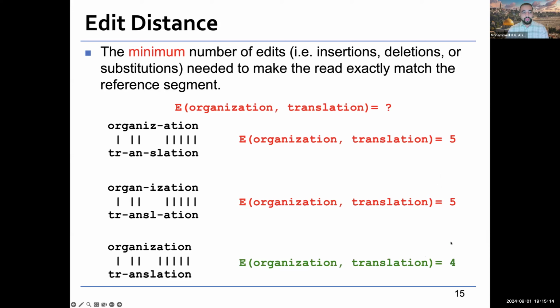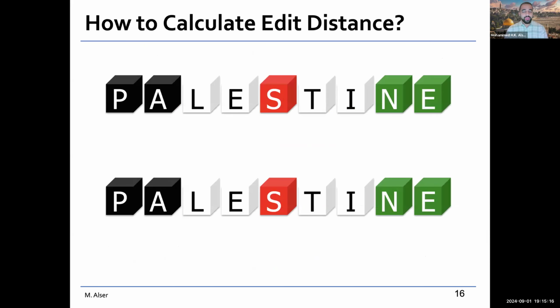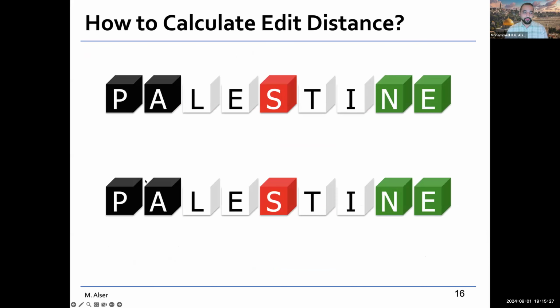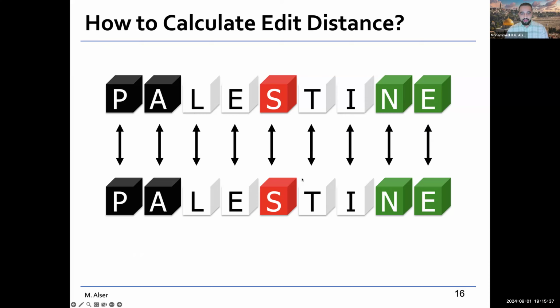All right? But how do we calculate it in real life, how could we guess that those are the arrangements, or that this is the best arrangement over those two arrangements? How could we calculate that? So let's see an example before we jump into how we calculate it in practice. I have 2 sequences here, Palestine and another Palestine. They are exactly the same thing, so exact match, right? So the edit distance here is 0.